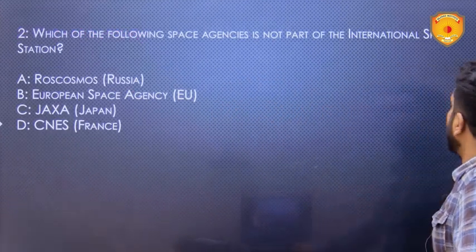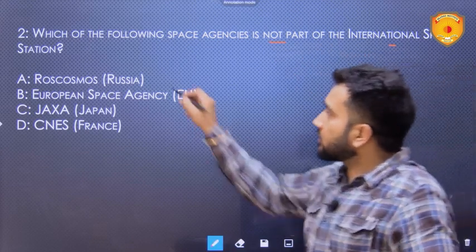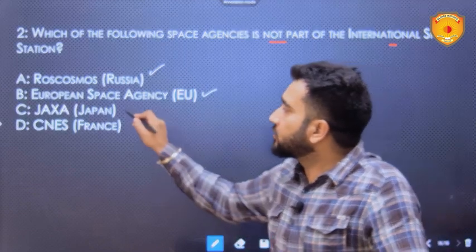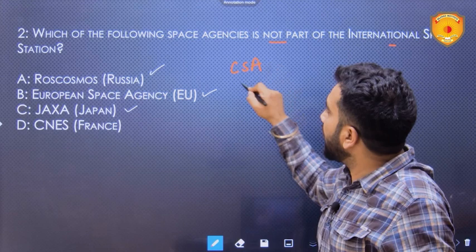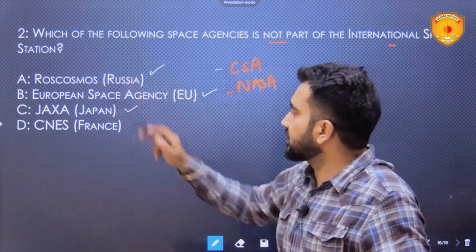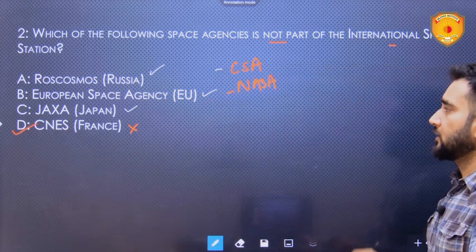Which of the following space agencies is not part of the International Space Station? Roscosmos is part of it. European Space Agency is part of it. Japan is part of it. Apart from these three, Canadian Space Agency is part of it and NASA is part of it. So these five space agencies, France is not part of it and hence this is the right answer.